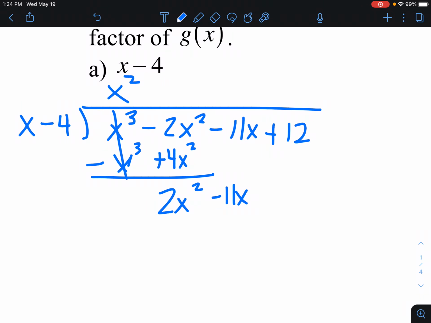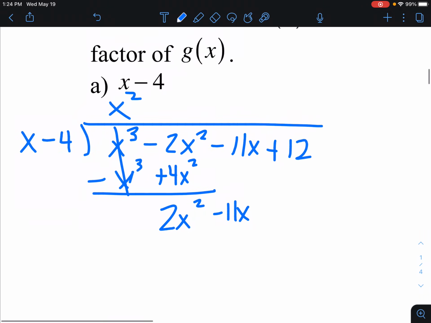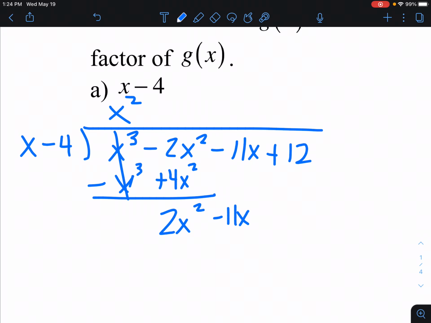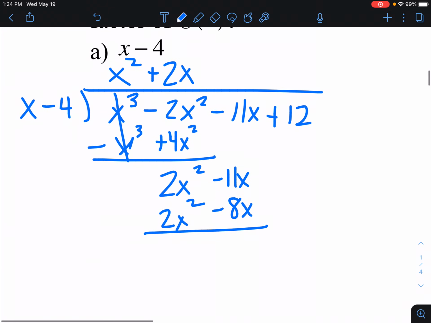Divide the first terms. 2x squared divided by x is 2x. So put 2x and don't leave a blank in front, put a plus. And then distribute. 2x times x is 2x squared. 2x times negative 4 is negative 8x. And then subtract, which changes the signs, cancel, and add. That would be negative 3x.